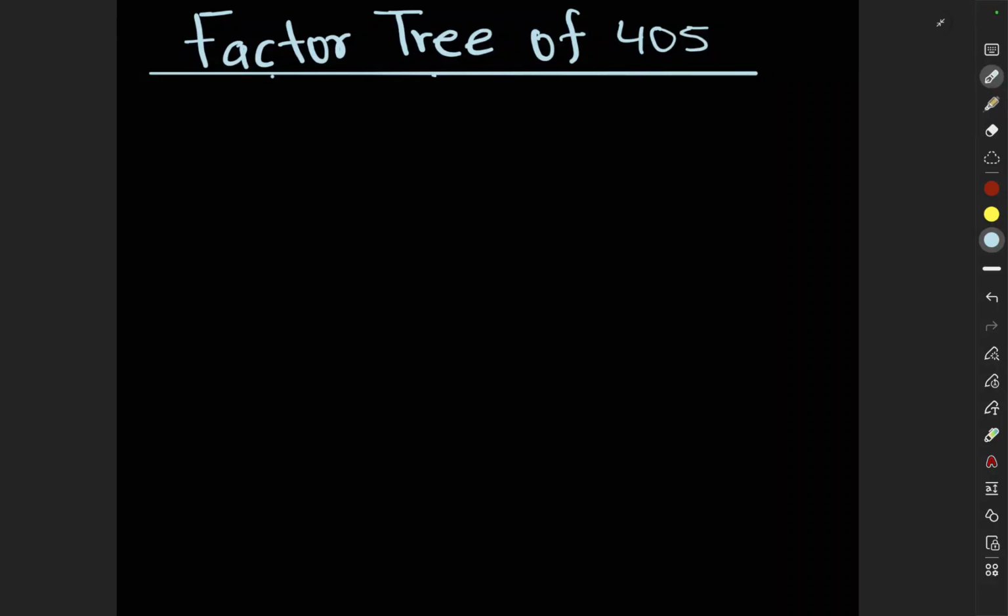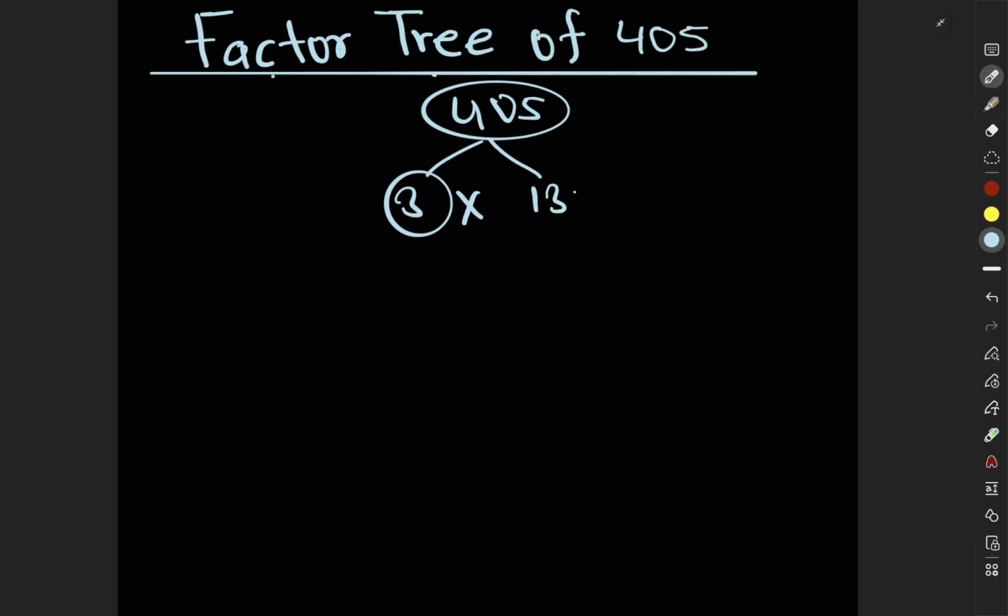Factor of 405. So 405, it can be written as 3 times 135. 3 times 135 means 405. Now 135, it can be written as 3 times 45. 3 times 45 means 135.